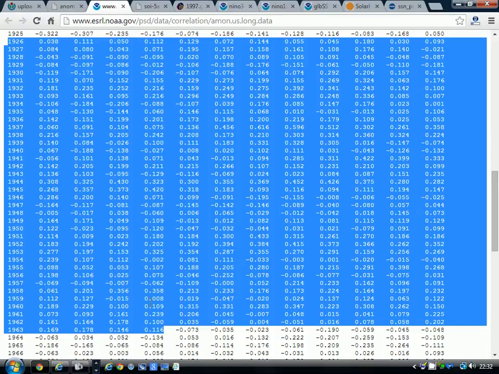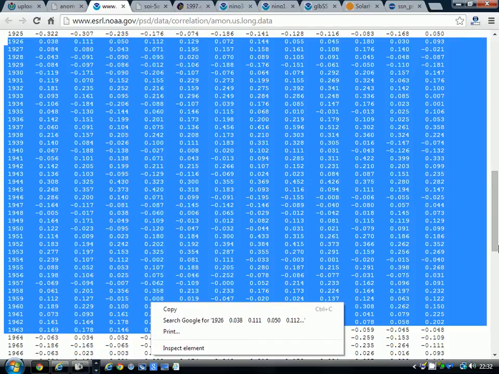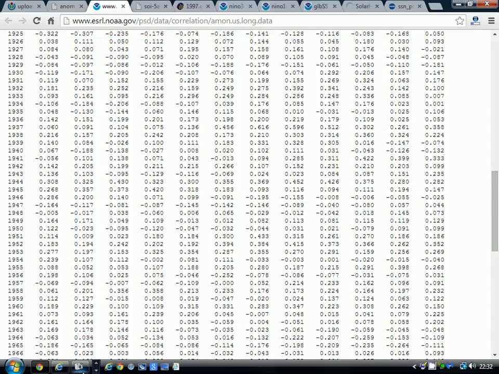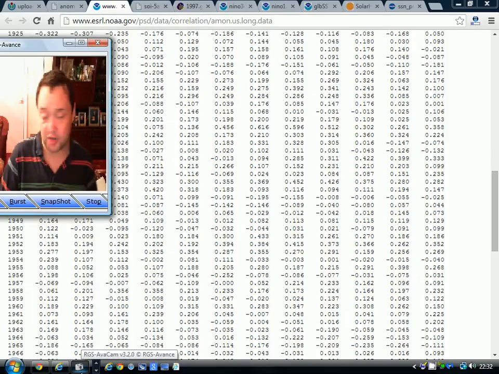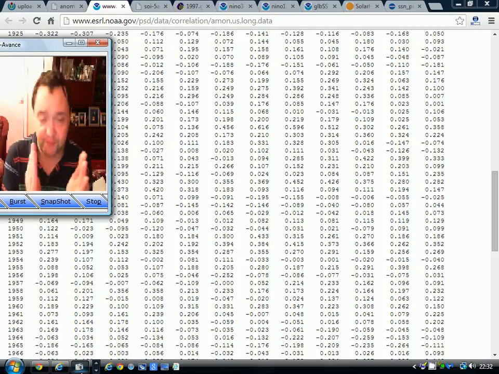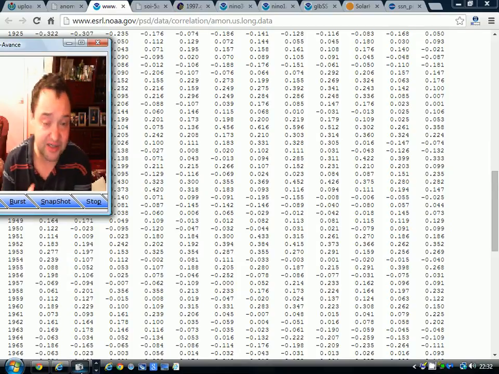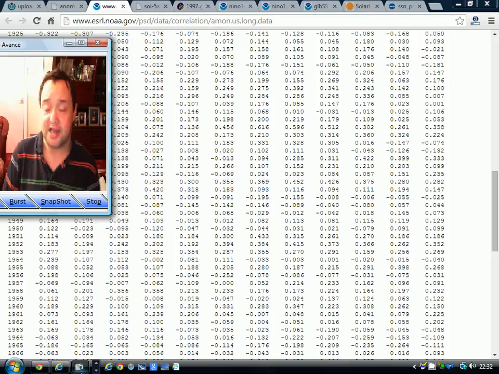Now, what's quite interesting about the AMO, Atlantic multi-decadal oscillation, is that you would think the colder years for the AMO would coincide with colder winters. That isn't necessarily or particularly the case, actually. It's the warm AMO that's interesting for colder winters.